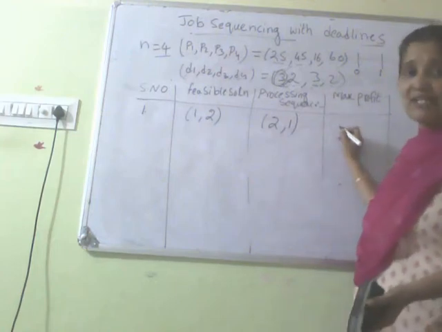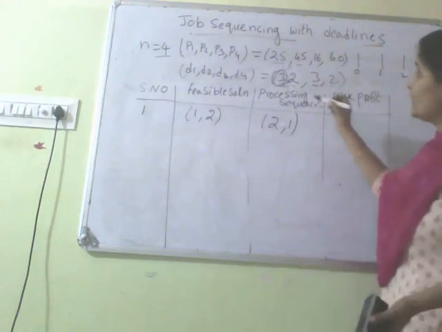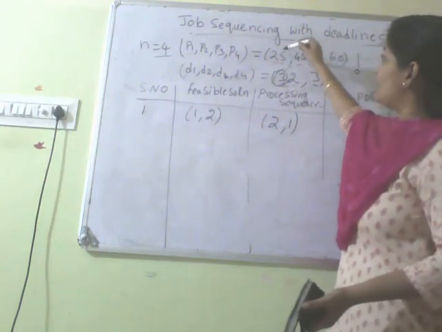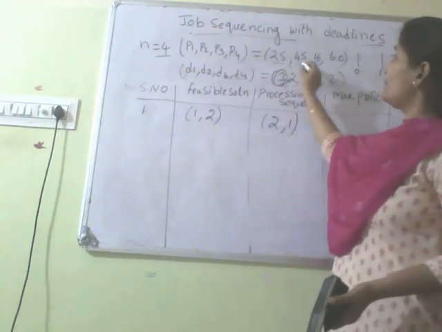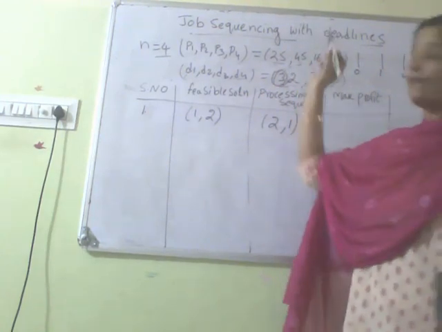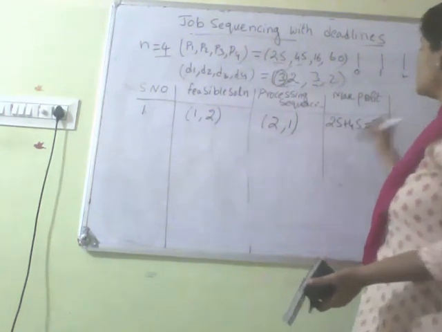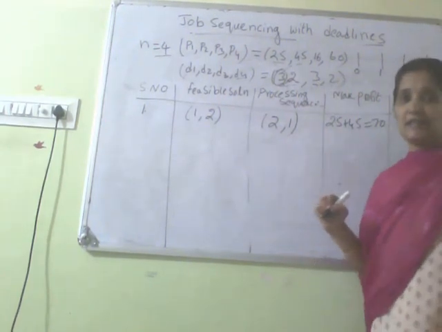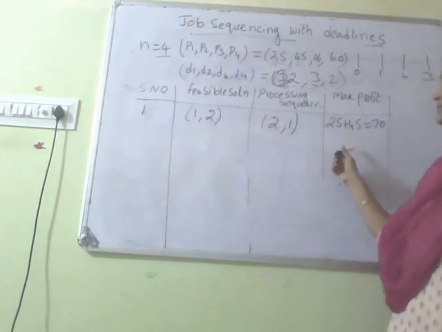Now, coming to the next one, the fourth column, maximum profit. So, what is the profit you have? These first two we have selected. So 25 plus 45. The profit is 70.